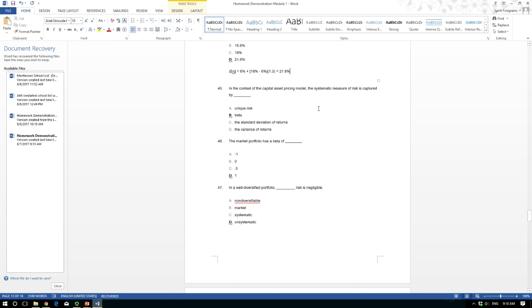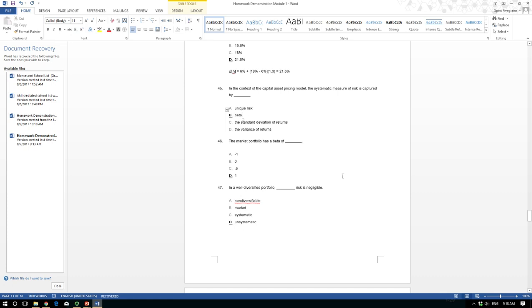Number 45, in the context of the capital asset pricing model, the systematic measure of risk is captured by what? Very simple, captured by the beta. The unsystematic risk can be captured by the error terms, right? For the single index market model.